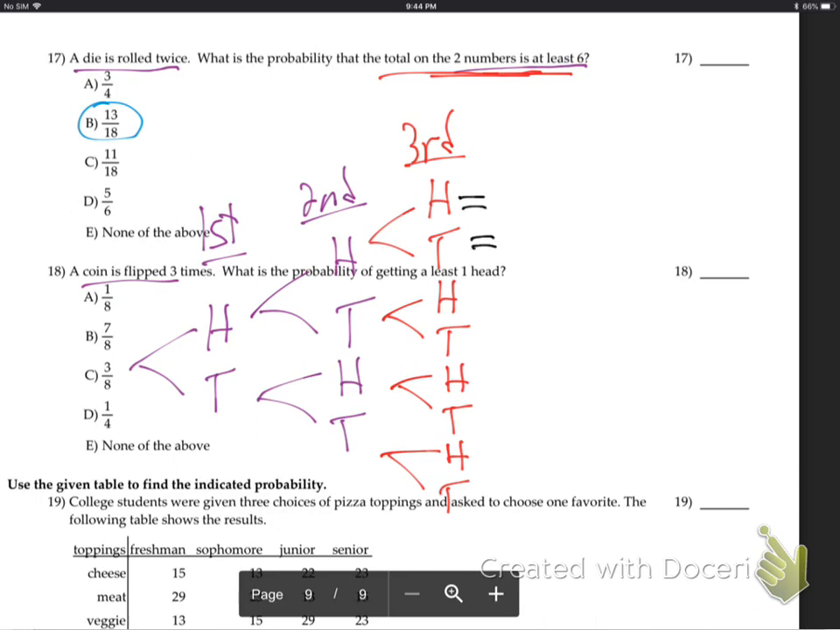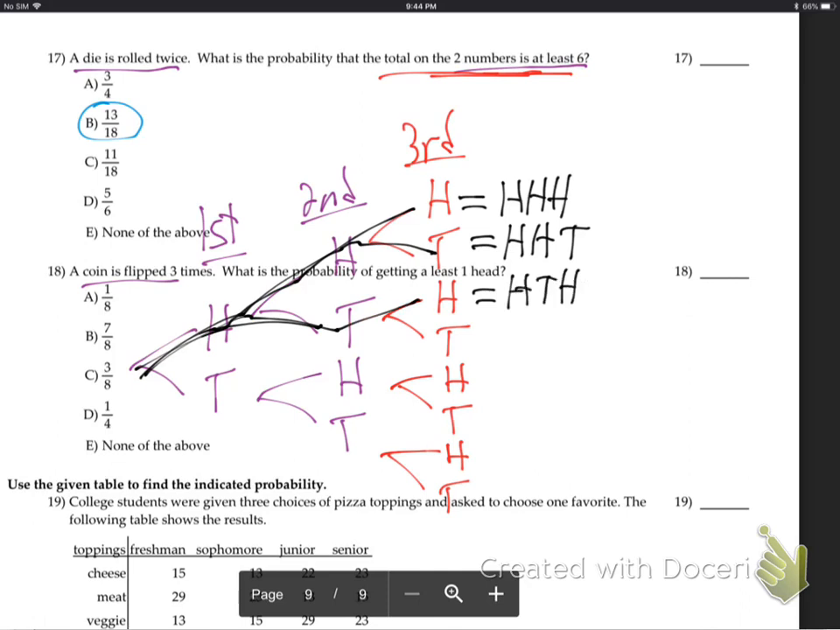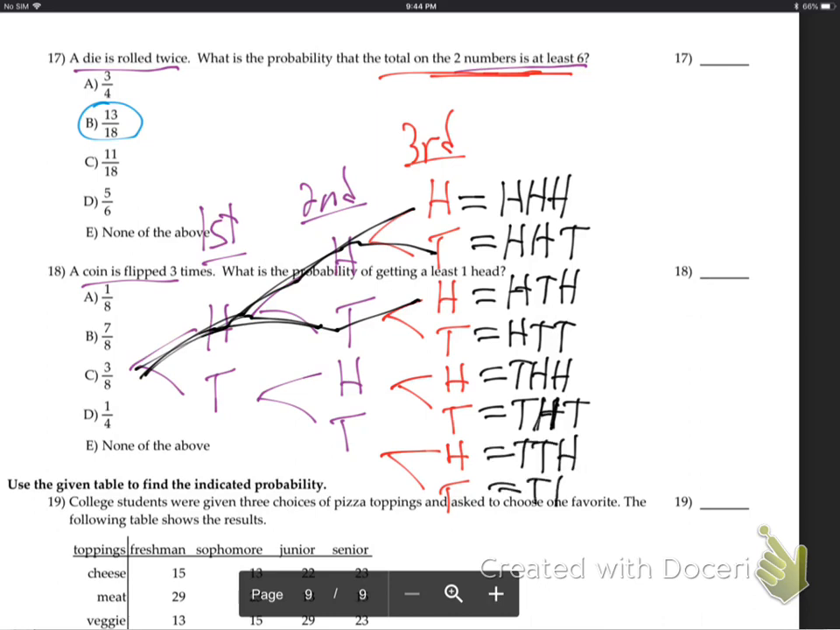we'll put the results here. This is head, head, head. When you go this way, head, head, head. And this is head, head, tail. And this next one is going to be head, tail, head, etc. You just write them all down, all the different results. Head, tail, tail, tail, head, head, tail, head, tail. And this is tail, tail, head. And finally, tail, tail, tail.